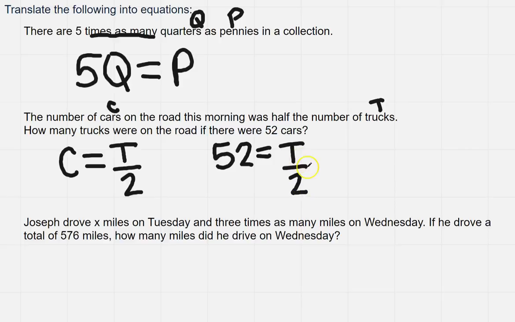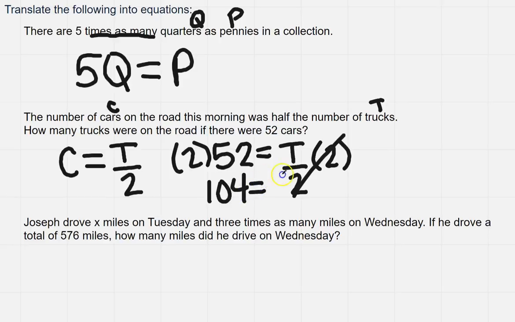The opposite of division is multiplication, so we're going to multiply both sides by 2. Anything over itself cancels, so this becomes 104. Now, does that make sense? Well, if there's half as many cars as trucks, half of 104 is 52. So then you're able to check your answer and make sure that it's right.